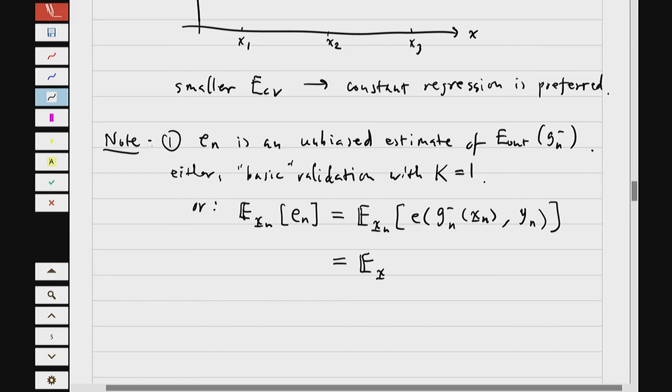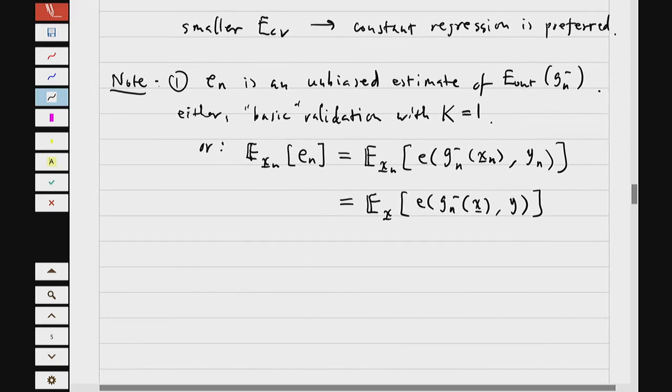In fact, I don't even have to write n. It's just the general distribution from which you pick your data points. So I'm going to write E over x of e(g_n^-(x), y). In particular, this x can be a test data point, and in that case, this is simply E_out by definition of g_n^-. Then we're all done. Again, this is because the test data points and the training data points all have the same distribution.